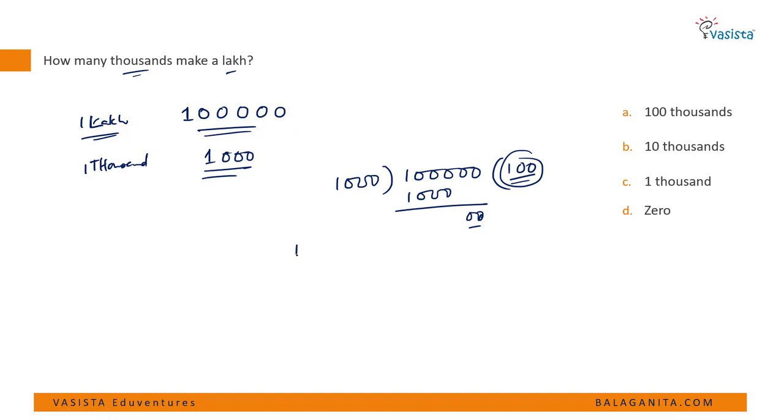You can check here. 1000 into 100. If you multiply, you are going to get 1 lakh. So that's what it is going to be. How much? 100 thousands. This is the answer.